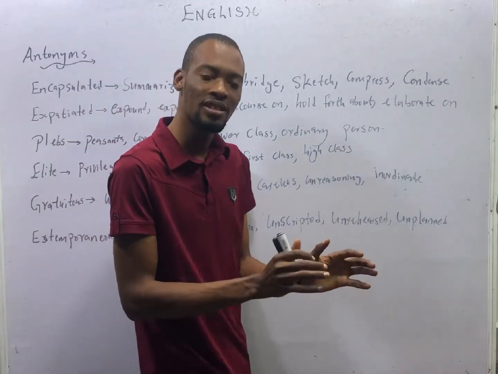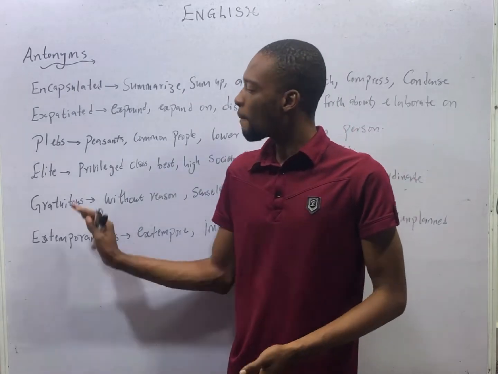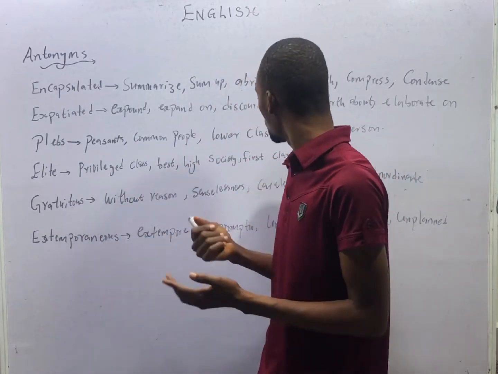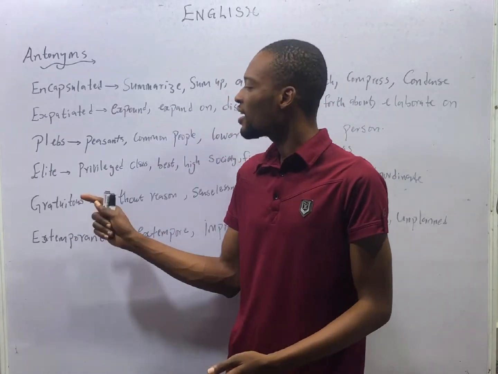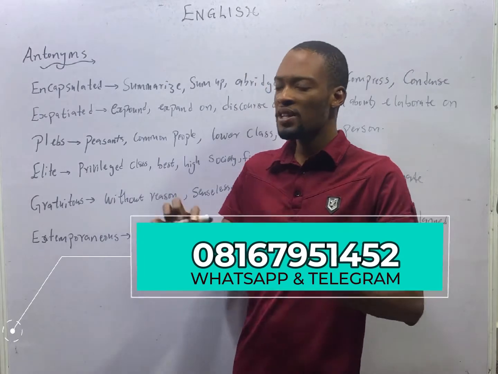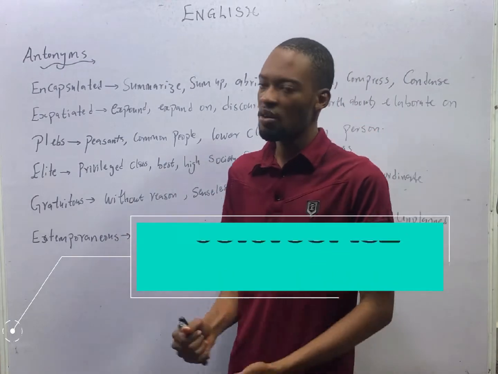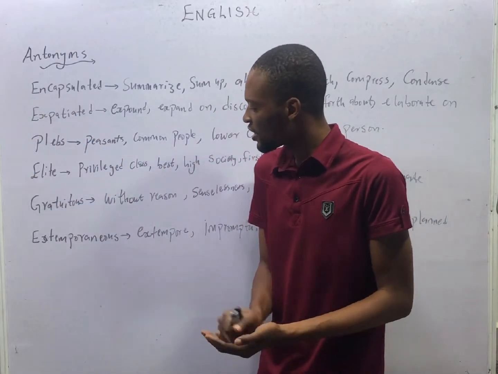Depending on usage, plebs mean peasants, common people, lower class, ordinary people. While elite means privileged class, best, high society, first class or high class people, the top people in the society.